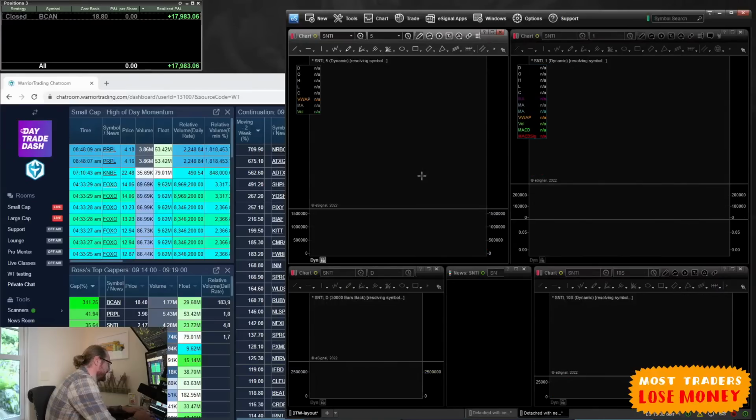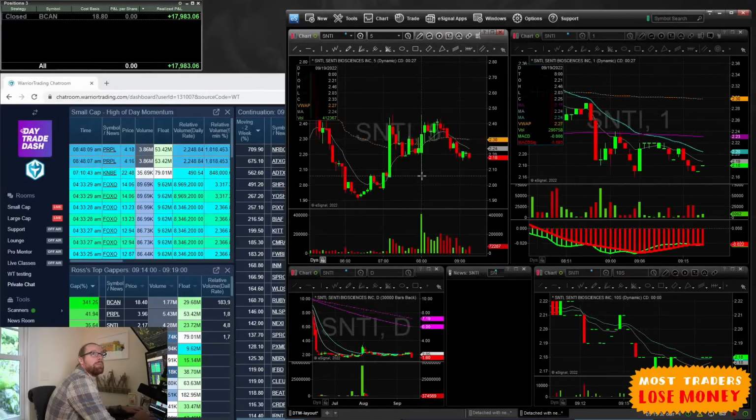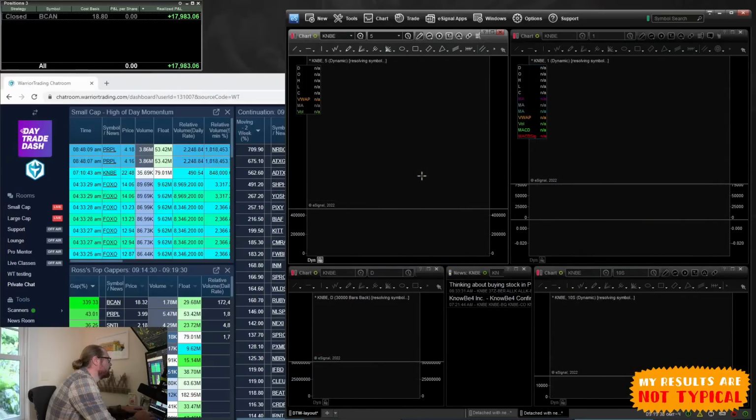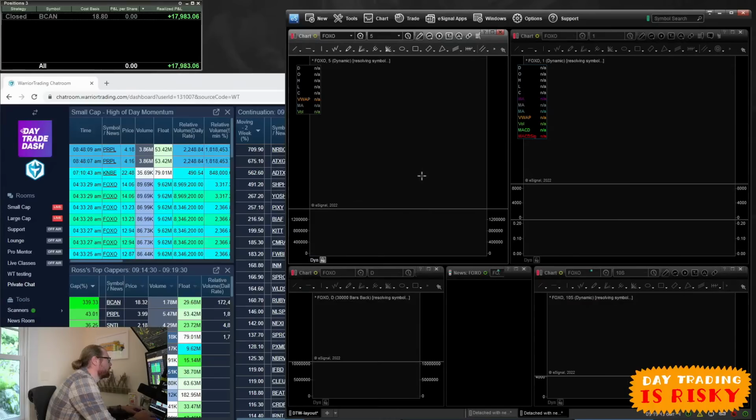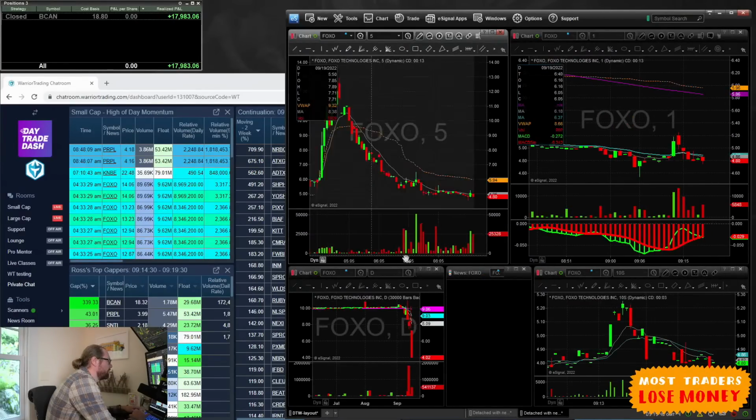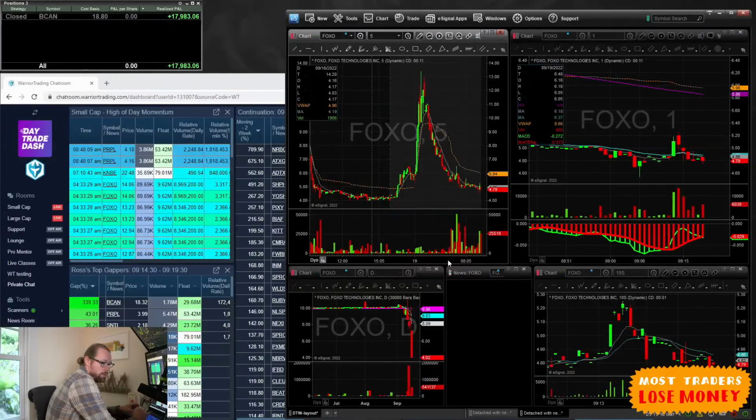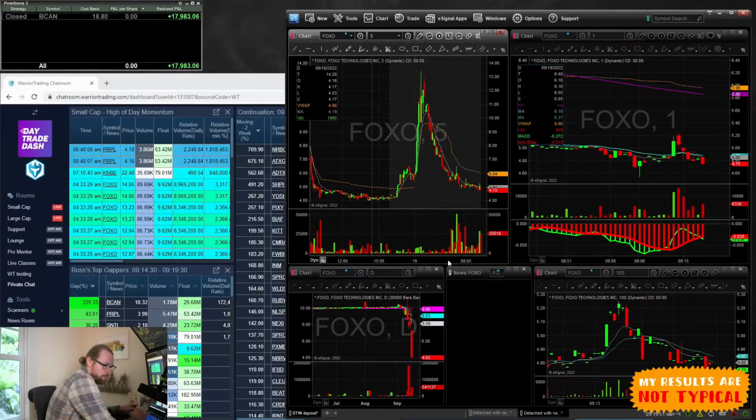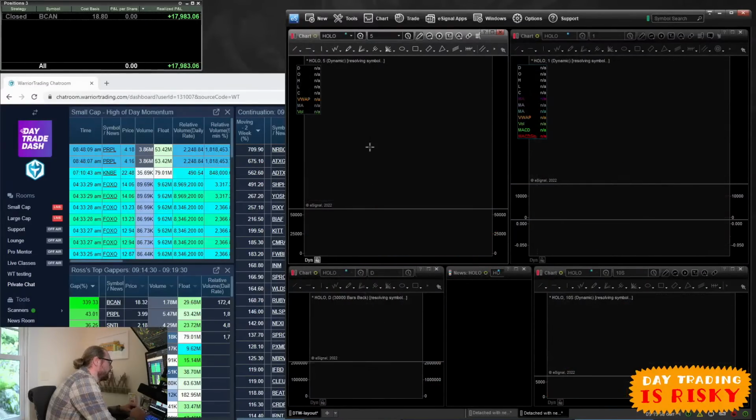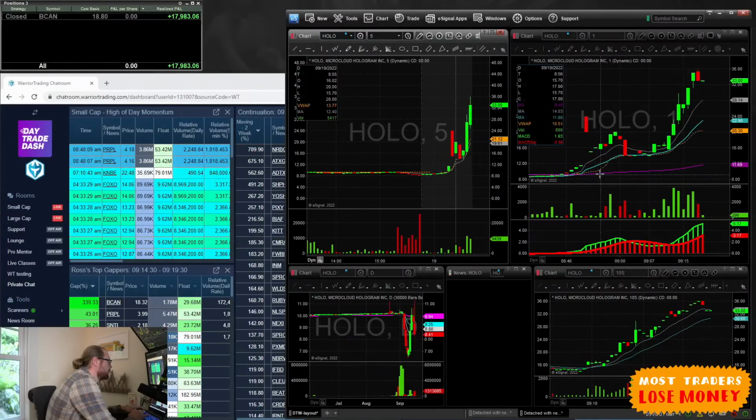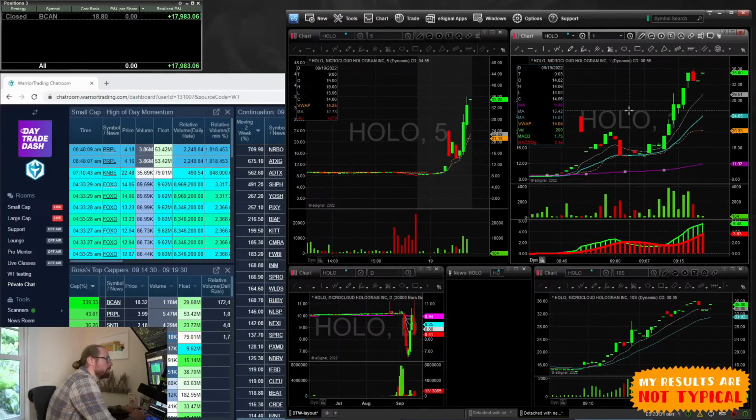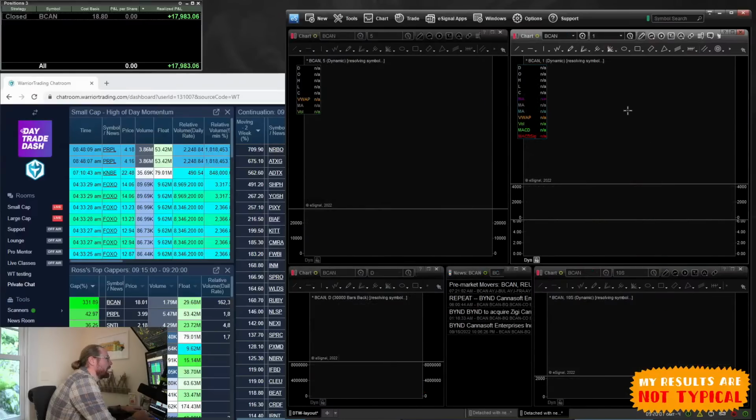Float's a little higher. SNTI 217. It's pulling back. It's below VWAP. KNBE. Worth watching. FOXO. Sold off pretty hard. HOLO. HOLO. We'll watch it. So high is 36. Has bigger spreads right now.